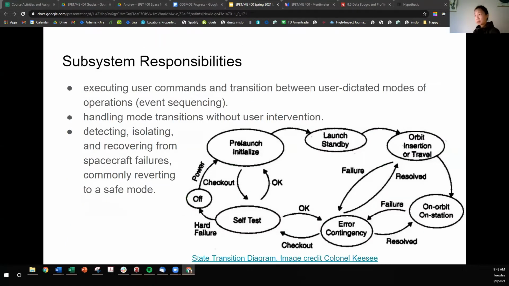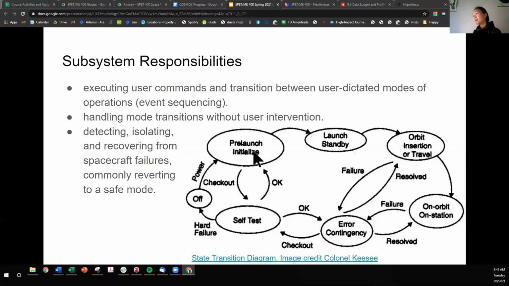Other subsystem responsibilities include executing user commands and transitioning between user-dictated modes of operations. This is called event sequencing. And you'll see here a state transition diagram. This is just an example of how you can visualize different modes of operation and how to translate between them. So what you'll see is you would enter this loop at pre-launch initialization. So this is when you get booted up.